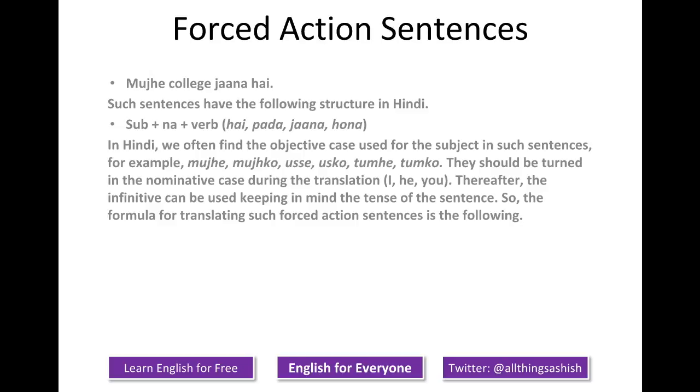Thereafter, the infinitive can be used, keeping in mind the tense of the sentence. So, the formula for translating such forced action sentences is the following: subject plus verb to be plus infinitive. For example, I have to go to college. So it'll have subject plus have plus the infinitive. This is another way of interpreting this formula.